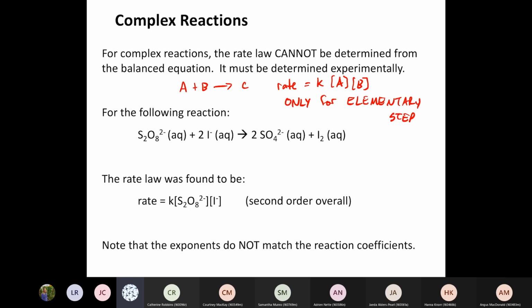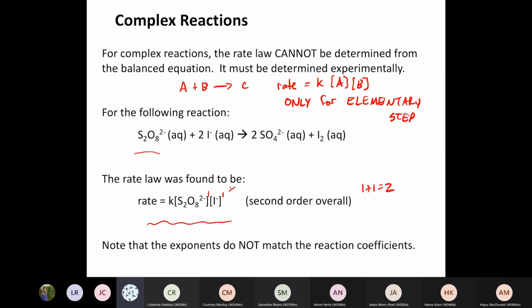So take a look at this particular reaction. Okay, we have S2O8 2 minus, is that the persulfate anion? Then we have 2I minus goes to 2 sulfates plus I2, everything's aqueous, it's all done in aqueous solution. Experimentally, the rate law here was found to be this. This is second order because it's first order in S2O8 2 minus and first order in iodide. 1 plus 1 is 2. So we say this is second order, and this was determined experimentally.